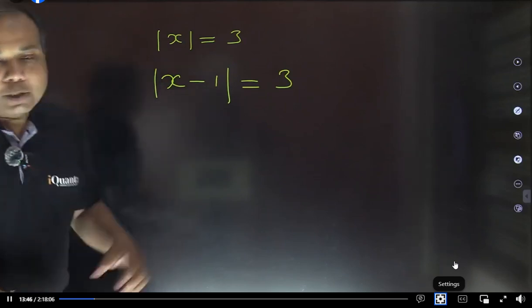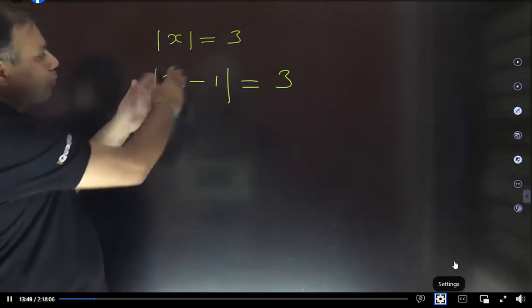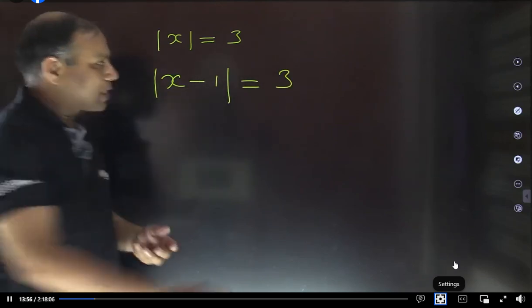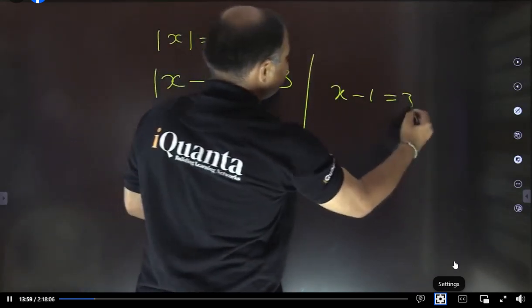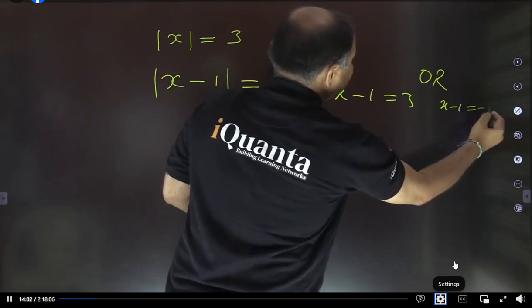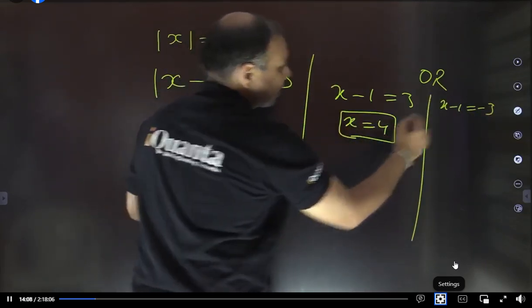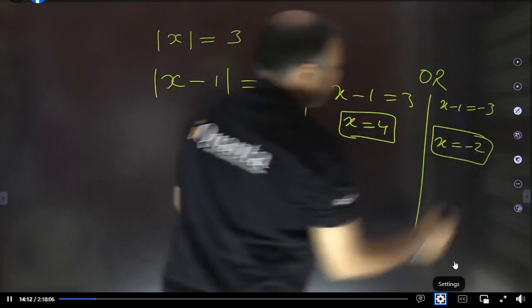Good. See, so how to solve this? Again, the basic way: if you remove the modulus, then there will be two cases. Either this x minus 1 is plus 3 or it is equal to minus 3. You can always make two cases. That means x minus 1 equals 3 or x minus 1 equals minus 3. So both will give us the answer. This will give us x equals 4, and this will give us x equals minus 2. Right? That was one of the ways.